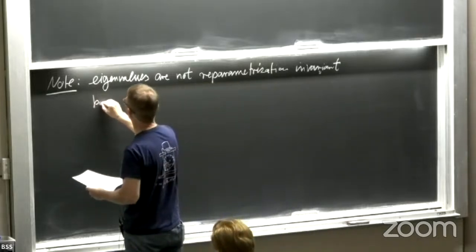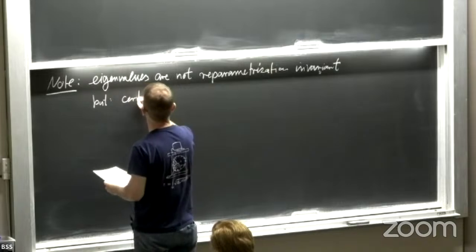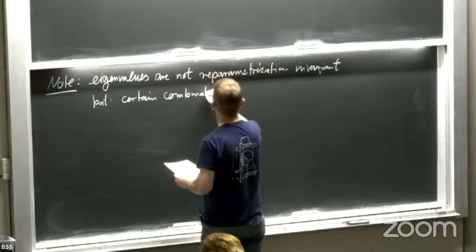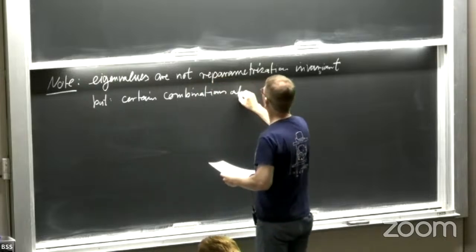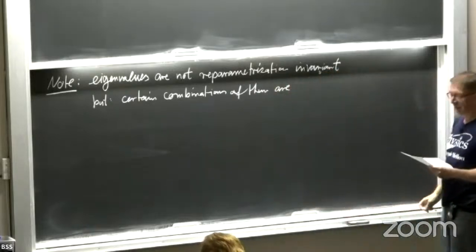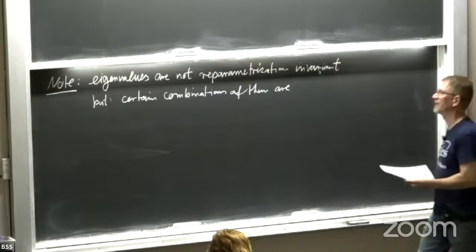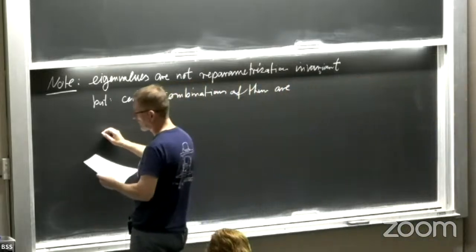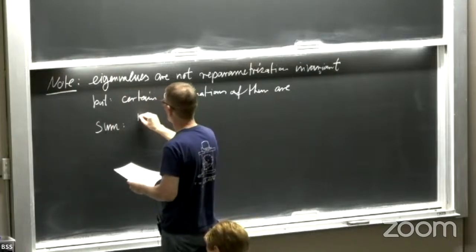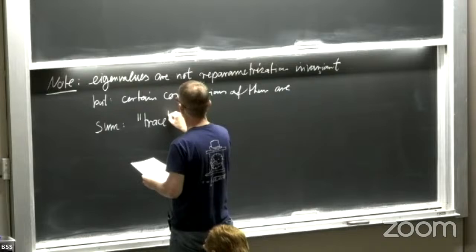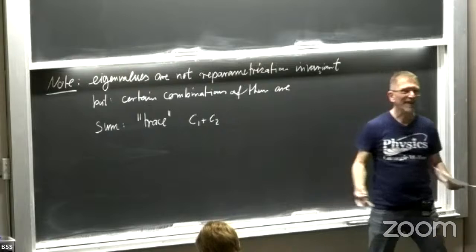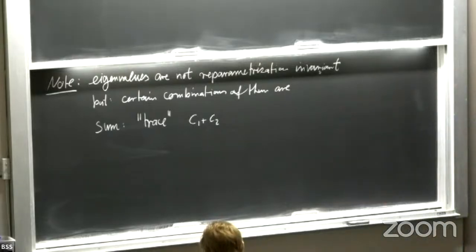But certain combinations of them are reparameterization invariant. And the ones that we will have to deal with, because they turned out to be useful at the level that we care, are the sum of these eigenvalues, something that's called the trace, which is C1 plus C2. It's the trace of the Hessian, and the trace of the Hessian is parameterization invariant.